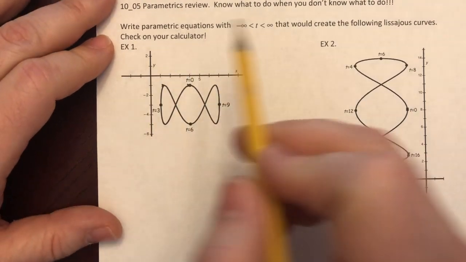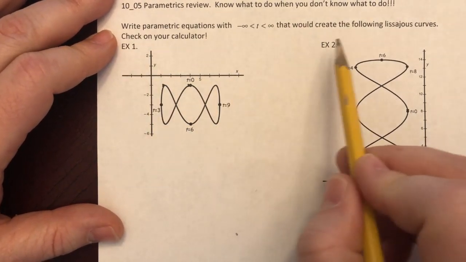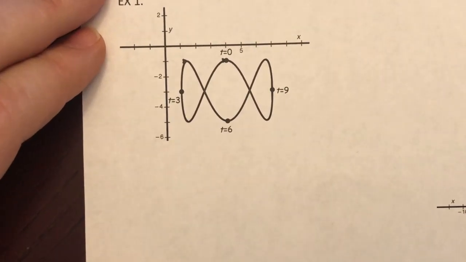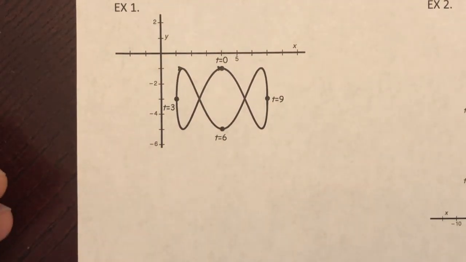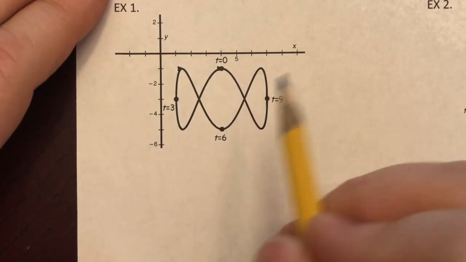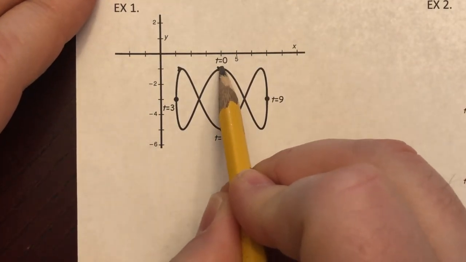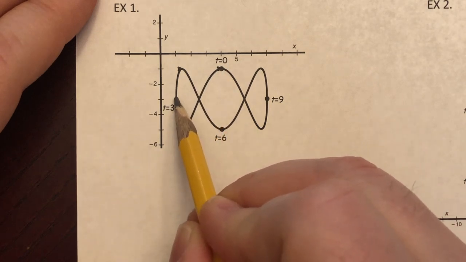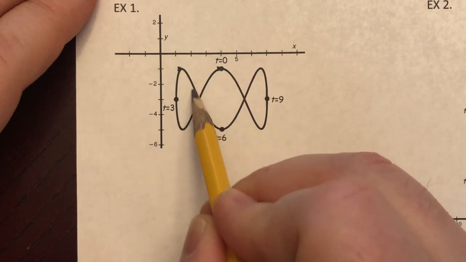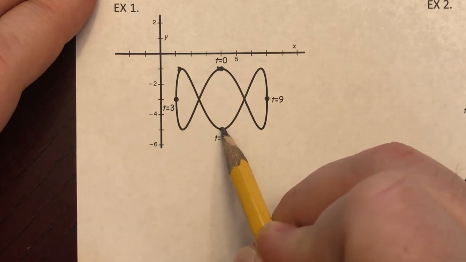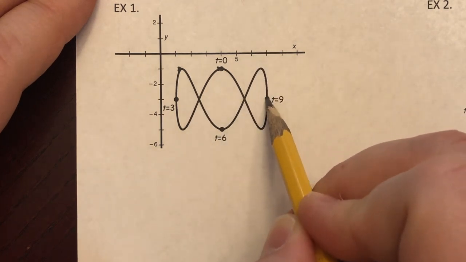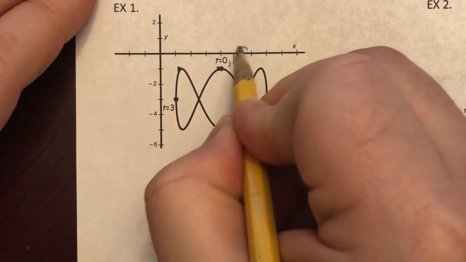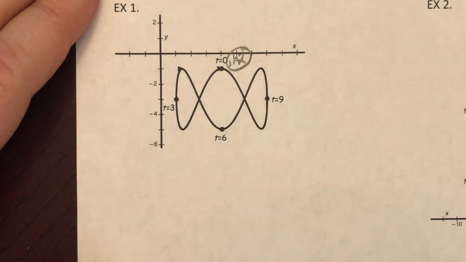Write a parametric equation over all t values that would create the following Lissajous curves. The key to these is breaking it up into x's and y's. If we trace this out, t is 0 here, and then we travel along this curve, and we get to here when t is 3, then here when t is 6, then here when t is 9, and then back to here when t is 12.